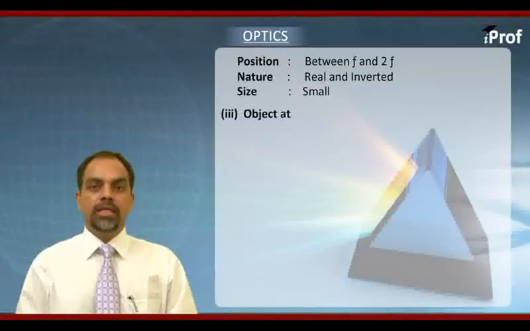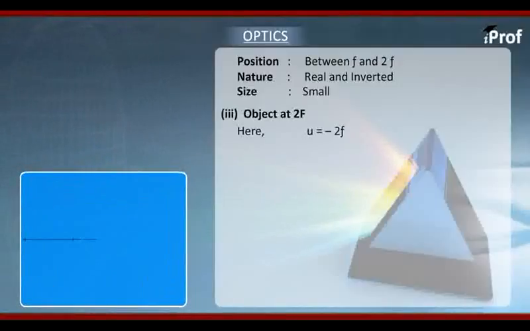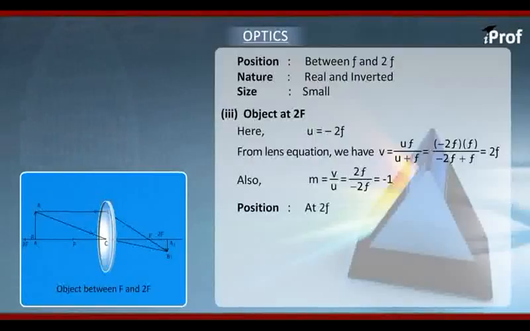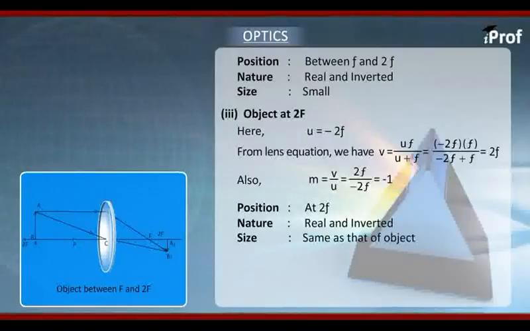Now we take up the case when object is exactly located at 2f, going in a similar way, taking two incident rays and their corresponding refracted rays, we find that the image is formed on the other side of lens at 2f exactly. The image is real, inverted, and it is of same size.